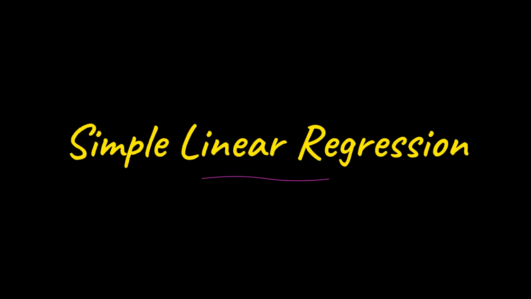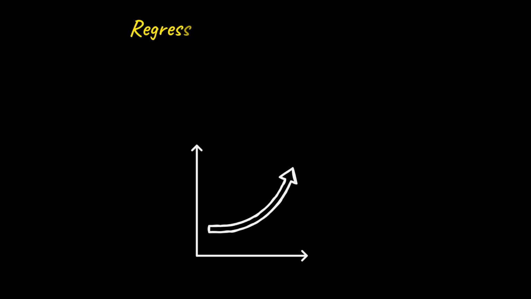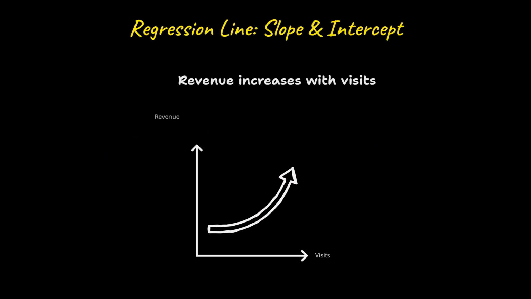It's one of the oldest statistical tools, rooted in Francis Galton's work on hereditary patterns in the late 1800s. The regression line is defined by two values: the intercept, where the line crosses the outcome axis when the predictor is 0, and the slope, which tells us how much the outcome changes for each 1 unit increase in the predictor. Together they form the equation y equals a plus b times x.